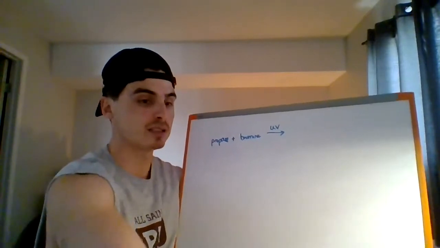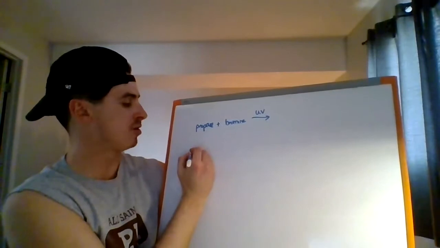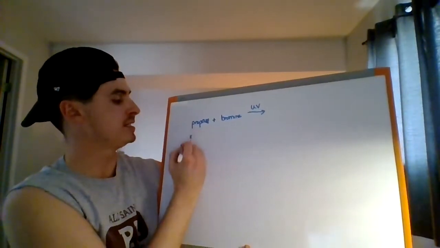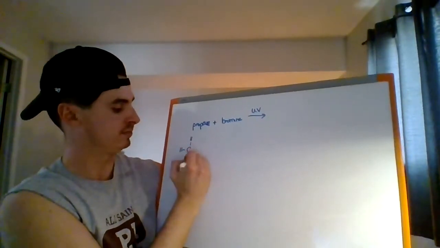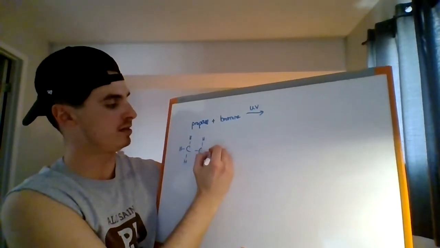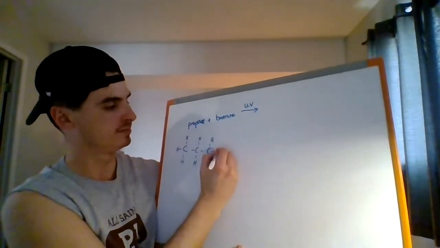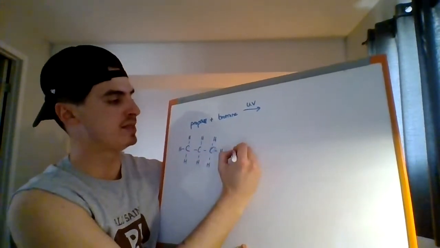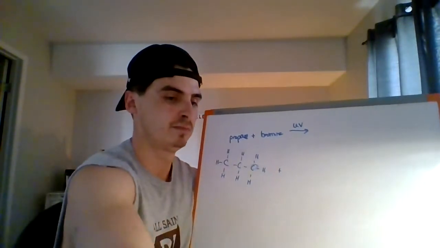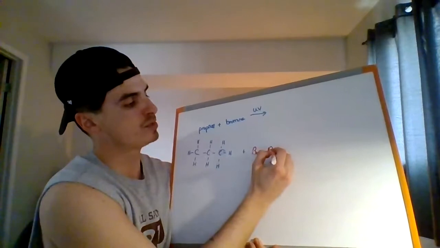Again, just like everything else, we're going to draw out our chemicals. Propane, 3-carbon alkane. Nice and easy. And bromine is Br2. Okay, now, bromine gas is Br2.